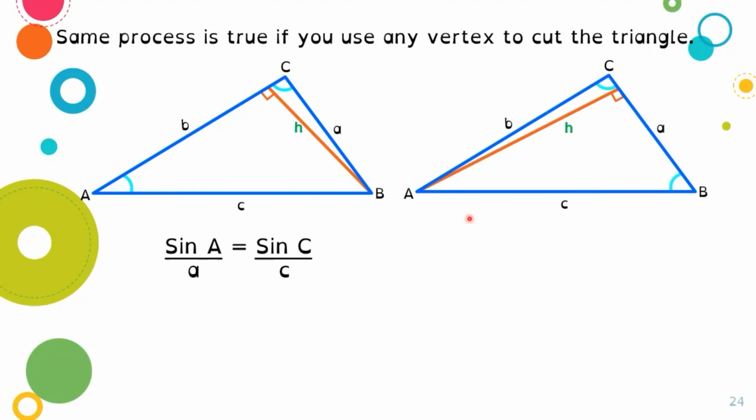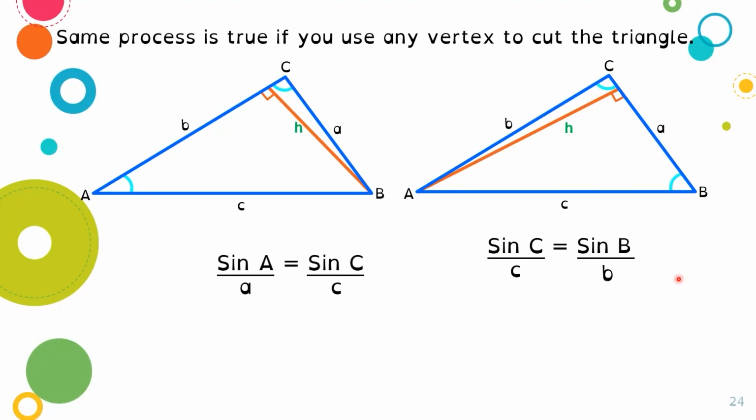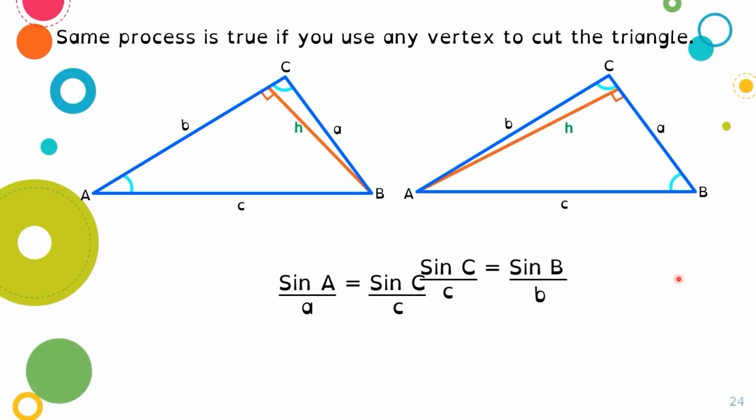Or if we dropped it from A down to side A, we would have two triangles and we would be able to figure out that again, sine C divided by little c is equal to sine B divided by little b. So again, you can see why it's really important that you are labeling your triangles properly with your capitals and your small letters to make this make sense. So this is all the same.